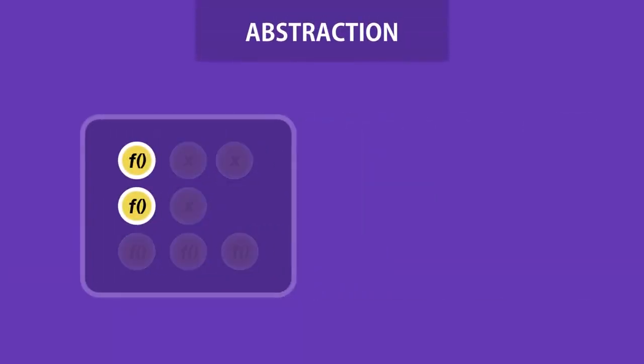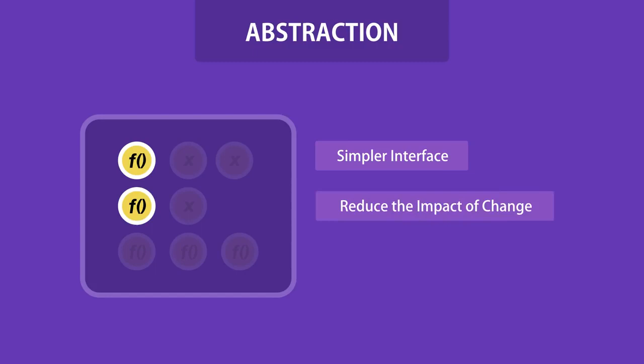So we can hide some of the properties and methods from the outside, and this gives us a couple of benefits. First is that we'll make the interface of those objects simpler. Using and understanding an object with a few properties and methods is easier than an object with several properties and methods. The second benefit is that it helps us reduce the impact of change.